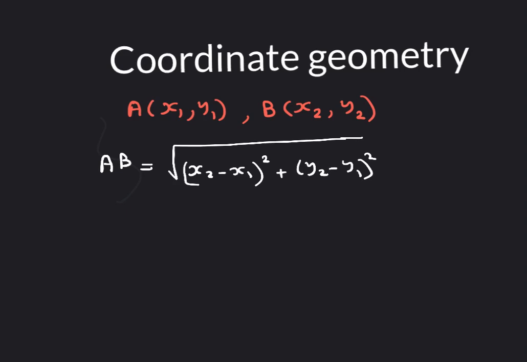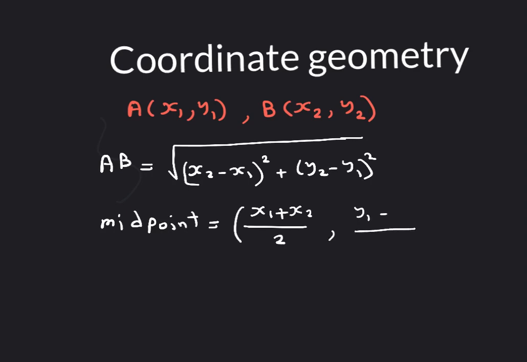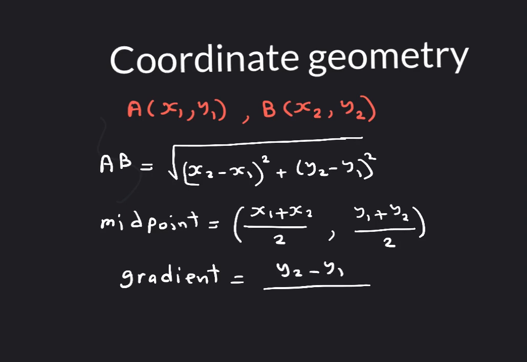You can find the midpoint between A and B with this formula: (x1 plus x2) over 2, (y1 plus y2) over 2. You can also find the gradient of the line passing through them. The gradient of the line passing through A and B equals (y2 minus y1) over (x2 minus x1).